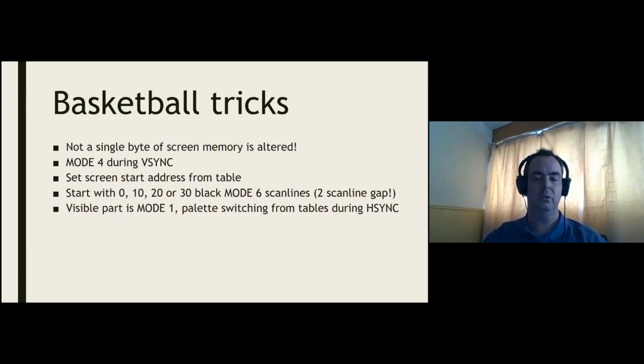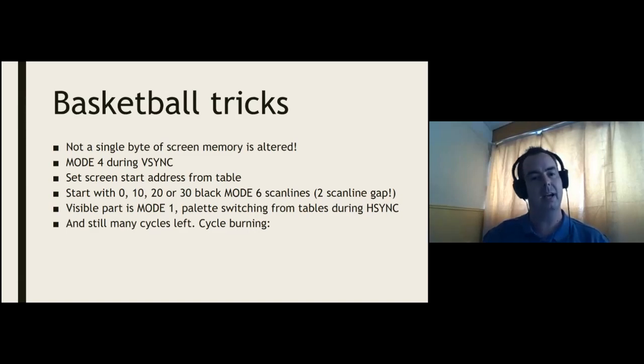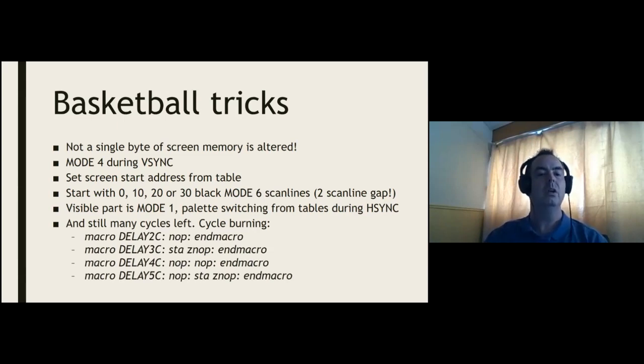And of course, the trickery with the rainbow bars is all palette switching, as you may have guessed, at the exact horizontal sync position. And the funny thing is, if you do this, you're cycle counting, you still have many cycles left, even in mode 1, which is terribly slow. As you may have guessed by now, you still have many cycles left. So you have to do a lot of cycle burning. And I've made a few macros in BeepASM. Actually, I'm burning hundreds of cycles just to get to the right position on the screen.